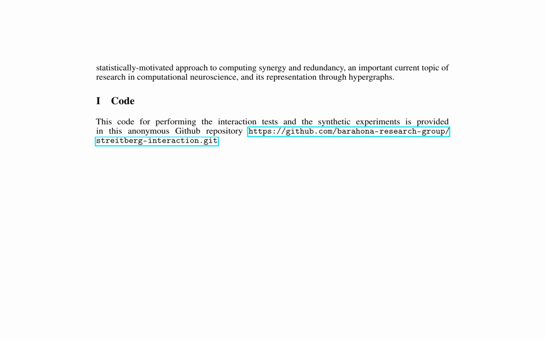The research focuses on a statistically motivated approach to computing synergy and redundancy, a crucial area in computational neuroscience, utilizing hypergraphs for representation. The methodology includes code for interaction tests and synthetic experiments, available in an anonymous GitHub repository.